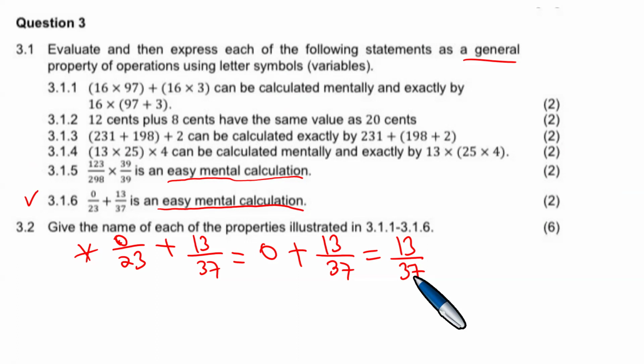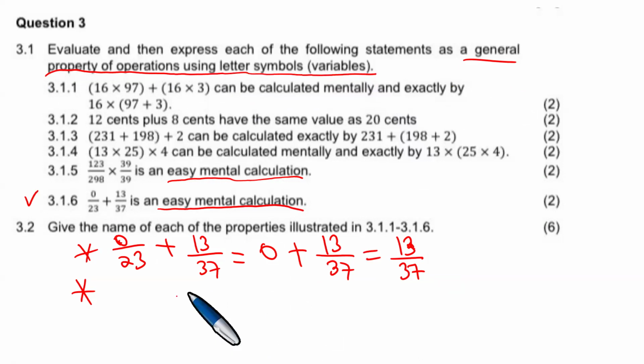So we evaluated this and this is the answer. But mentally, somebody can say 13 divided by 37 can be calculated. We know as a decimal it's 0 point something, but we need only a manual calculation. What can we use? Some general property of operations using letter symbols, variables.